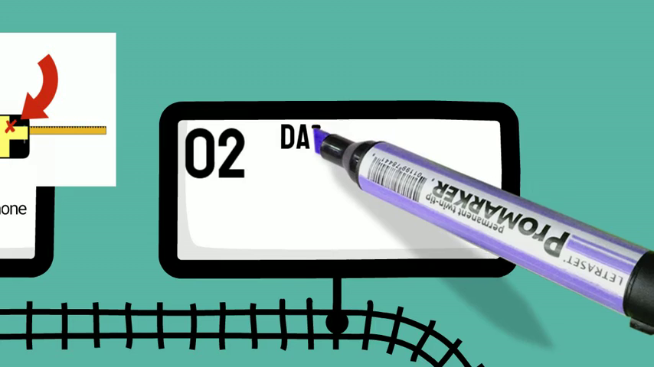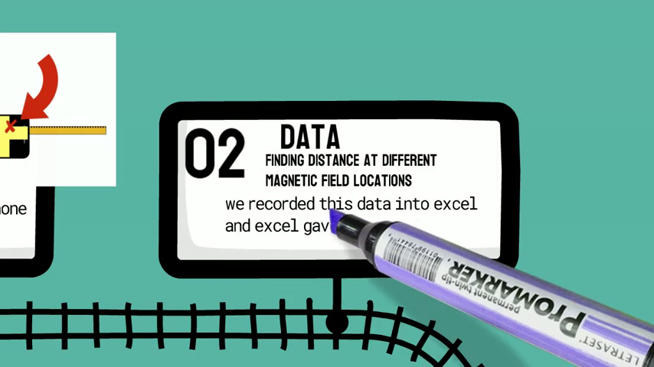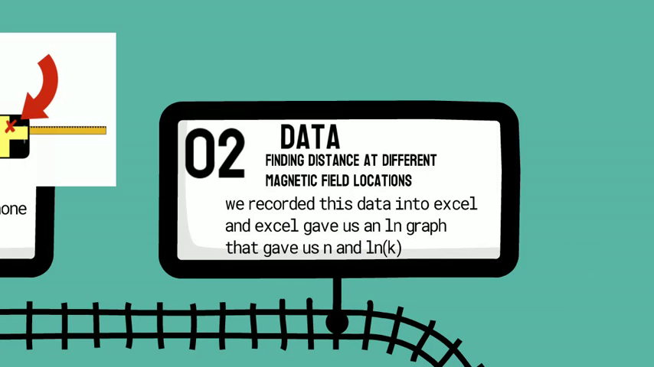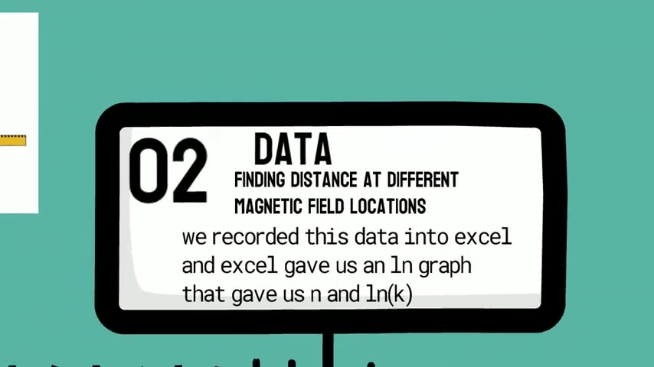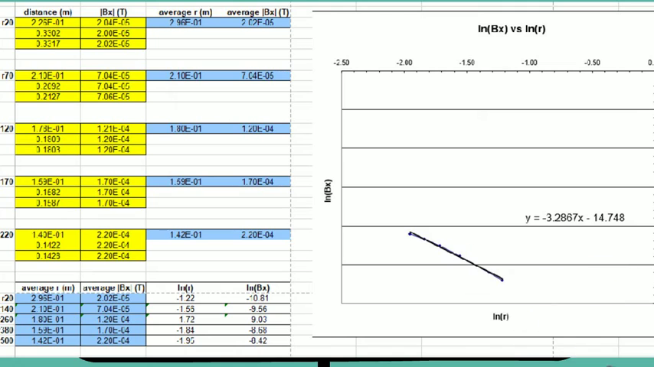For the next step, we had to find the distance where the magnetic field on the x-axis equaled a certain amount. We recorded this data into Excel, and Excel then gave us a natural log graph that gave us n and the natural log of k. From our data, you can see that the value given for n is -3, which we expected to be around 3, and the value of the natural log of k was 14.748.